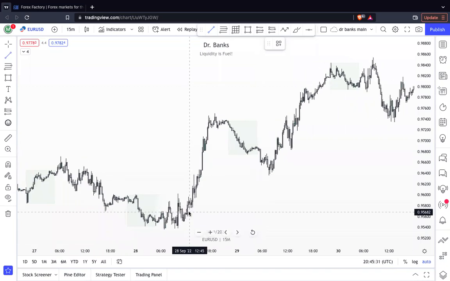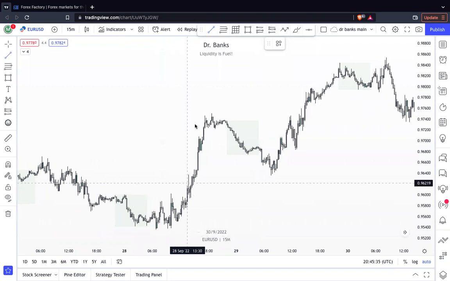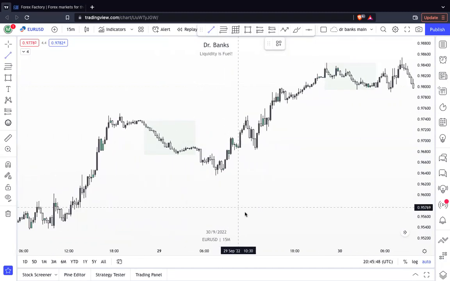Okay, those liquidities that are presented through structure, okay, by the formations of old highs or old lows or higher highs and higher lows or fair value gaps and so on. Okay, those are internal range liquidity. Okay, and then we have session liquidity.